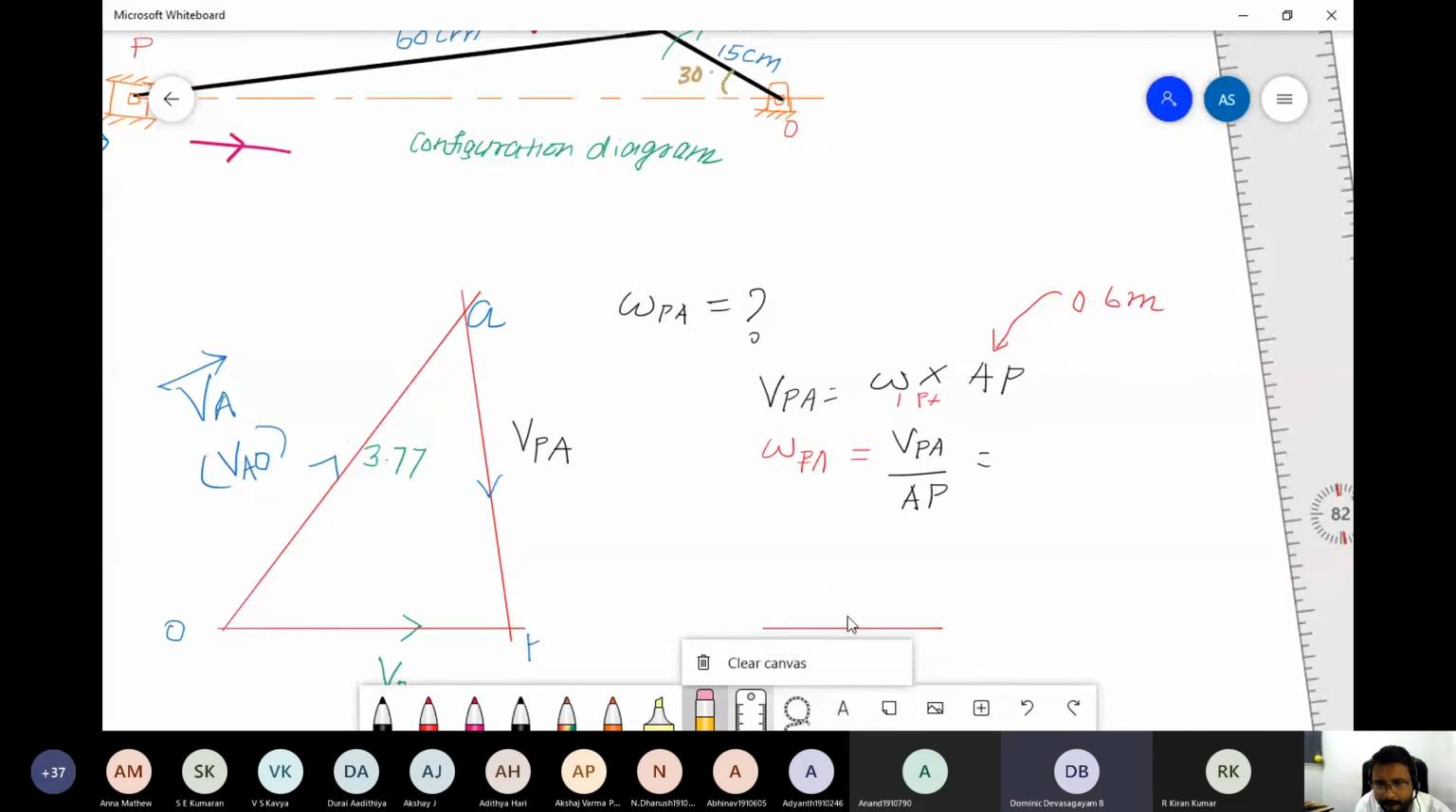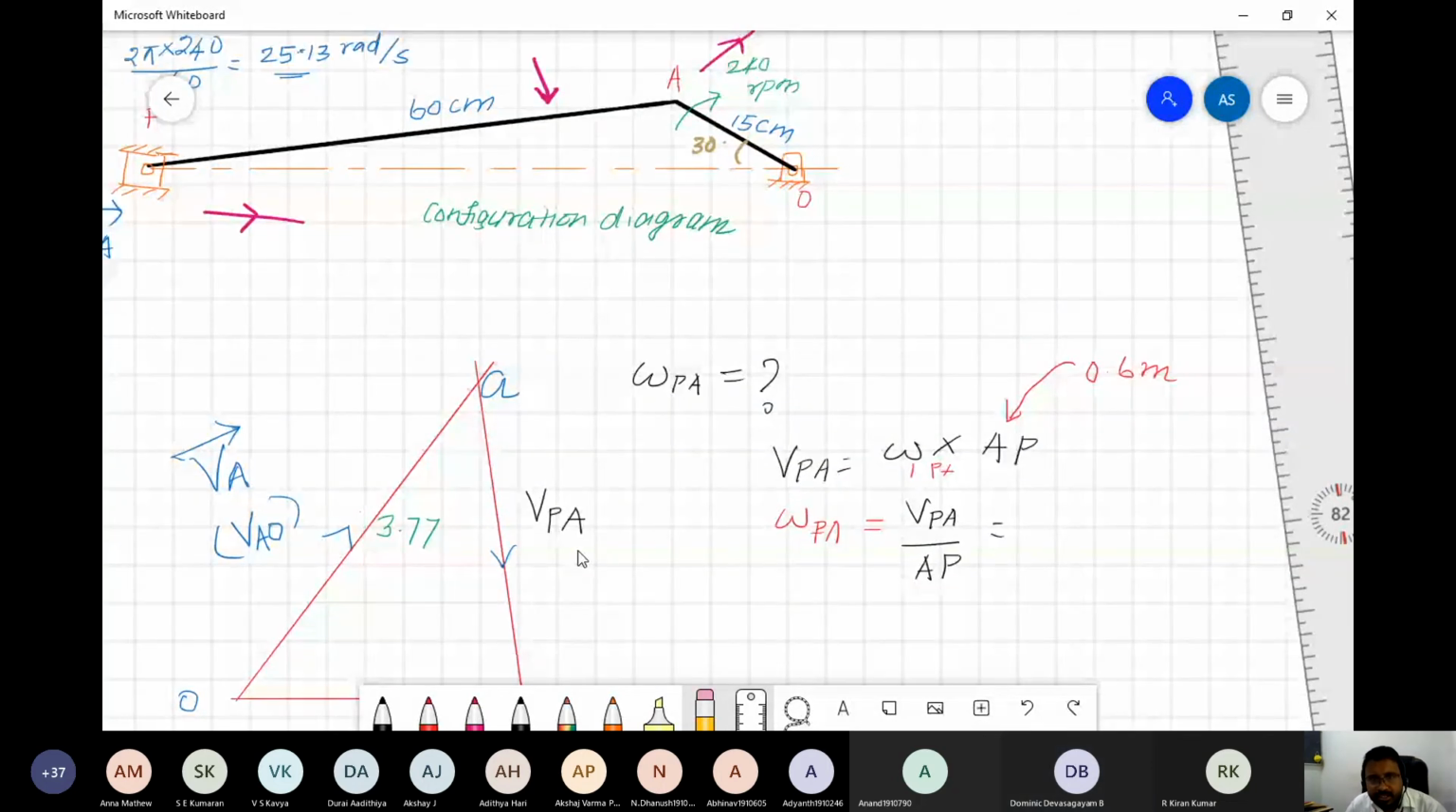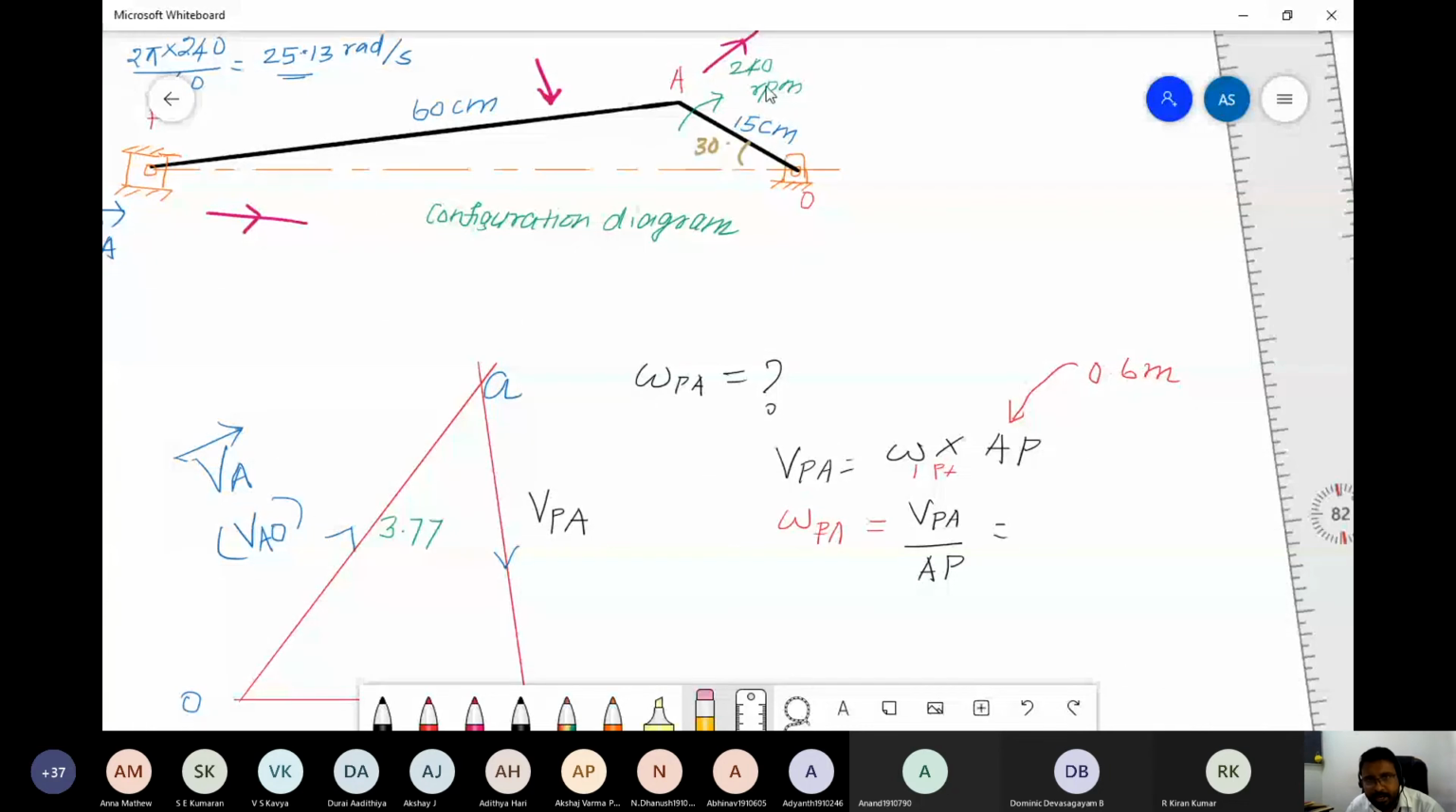Sir, could you explain again how did you draw VPA, sir? VPA, okay, I will tell you. First, this is rotating like this, so the velocity vector is perpendicular to OA. So we have drawn OA here, in the upward direction. What is the length? Omega into OA we calculated, and that is 3.77. With 3.77 as the magnitude, we draw this line perpendicular to OA.